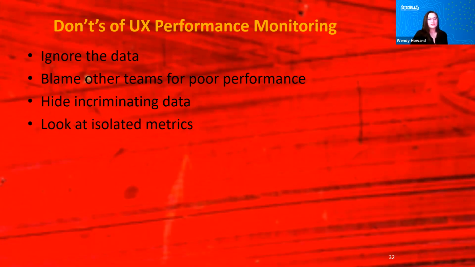At my last job, we used to have a wheel of blame, and we'd spin it, and whatever team it would land on, it was their fault that there was an outage or a performance problem. Don't hide incriminating data, because your institution is going to learn from your mistakes, and everybody's human. So I don't think you should take it personal when your systems are slow. And don't look at isolated metrics. I mean, you can, but for user experience, it's a combination of metrics to help you understand them.